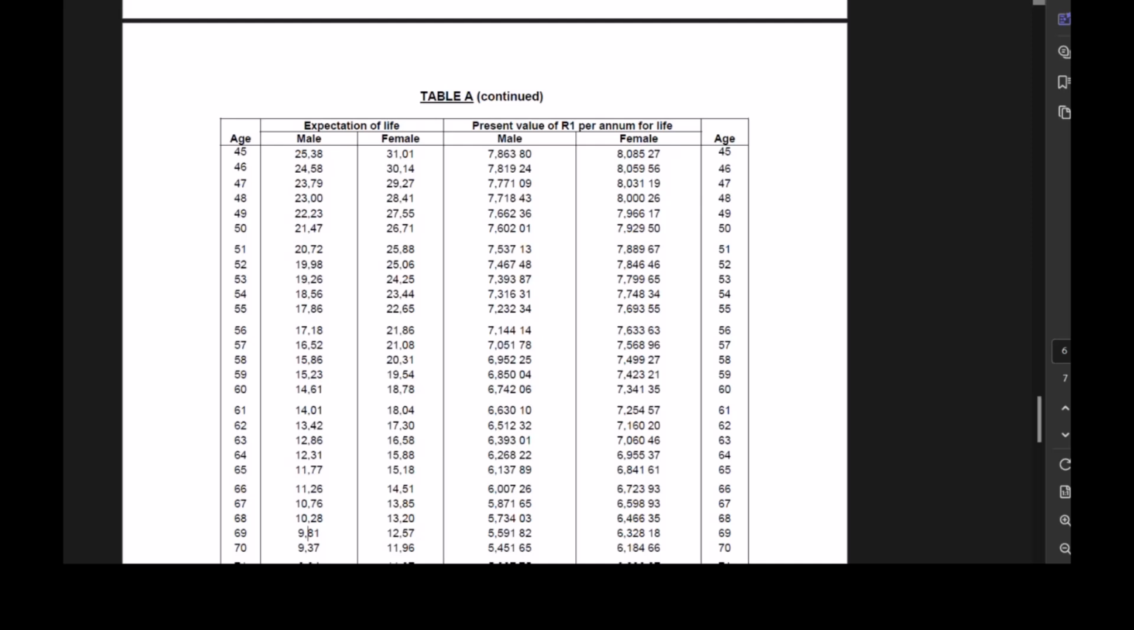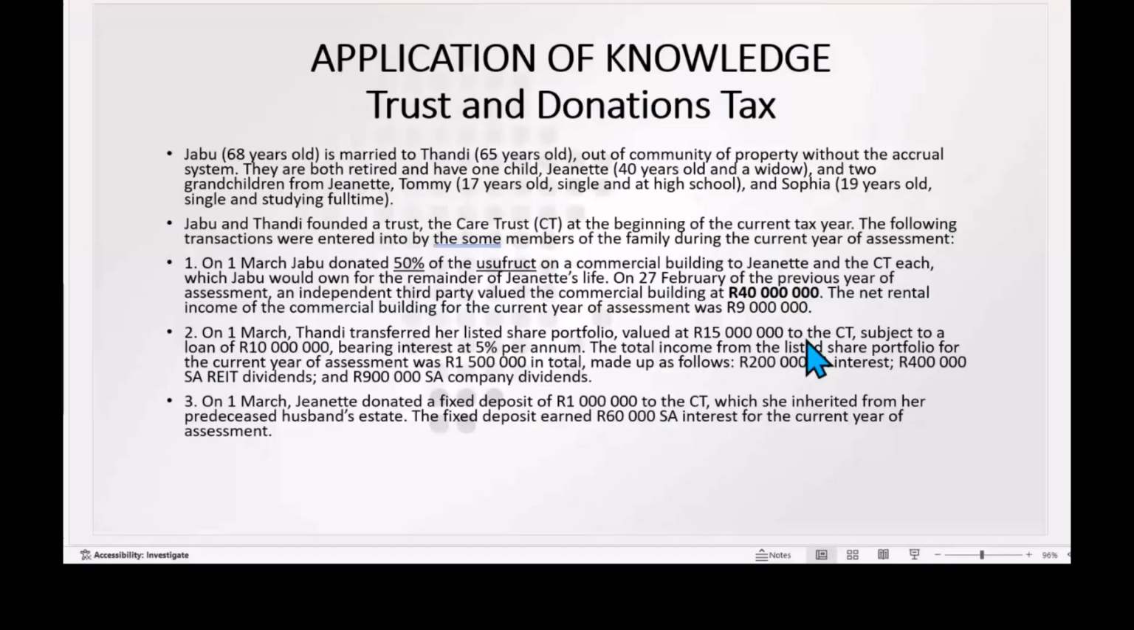And then we use the factor in the present value of 1 rand per annum for life. So we use this factor. This is the factor that we're using when we're doing the calculation. Okay. 100%. So that's the first 50%. So the first 50%, they told us that we gave to Jeanette, ne? So we've determined now that the shorter of the two periods is going to be Jabu's life expectancy. So we use his factor.